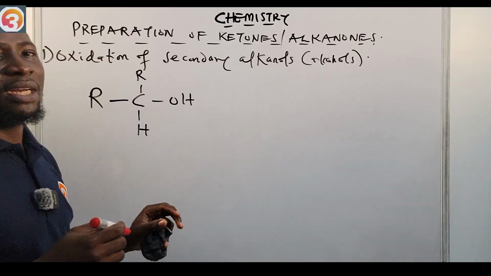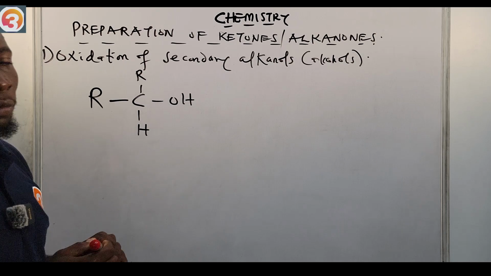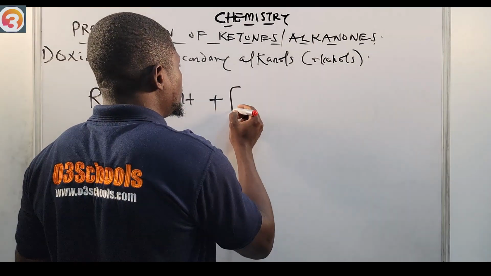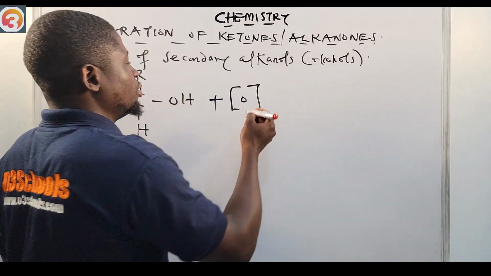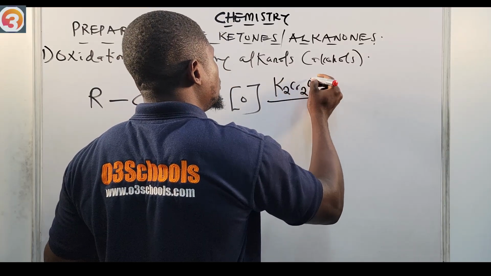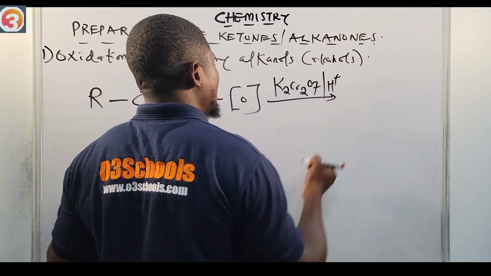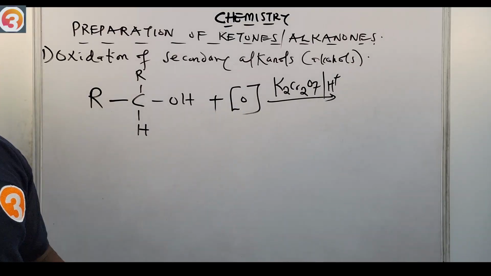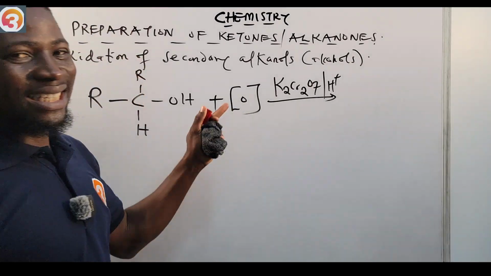So that is why this one is a secondary alcohol. Okay, so when you oxidize, plus an oxidizing agent like this, so what I'm saying is that in the presence of K2Cr2O7, okay, to show that it is acidified. If you do this, what I'm going to get is an alkanone.